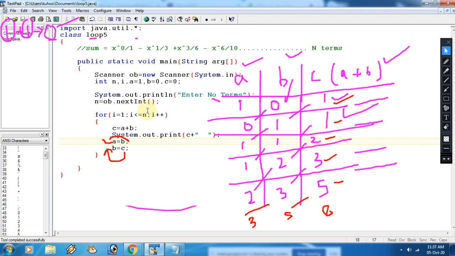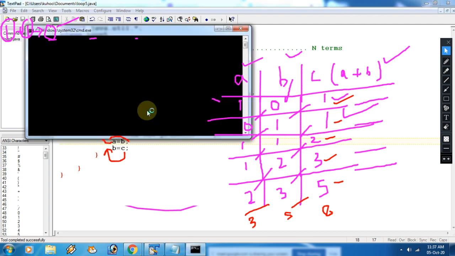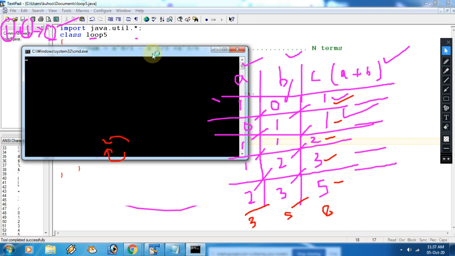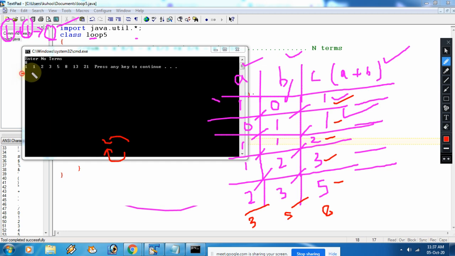So now let me show you the output, then only you will understand in a better way. So now suppose I am going to generate 8 terms of the series. So now see, the first term you are getting 1, then 1 plus 1 is 2, then 3, then 5, 8, 13, 21. I hope this one is clear everybody.